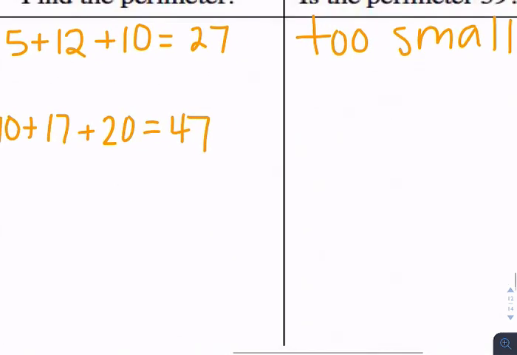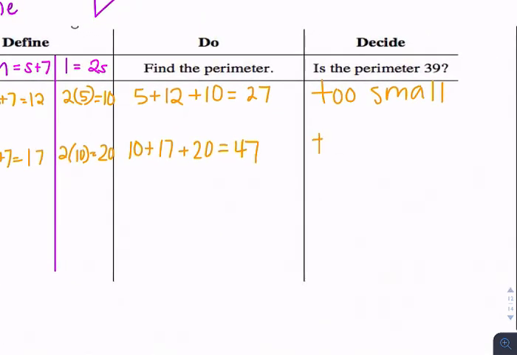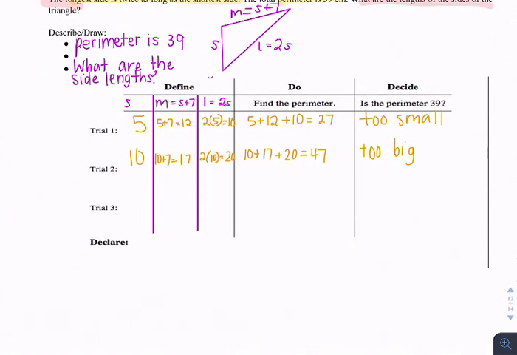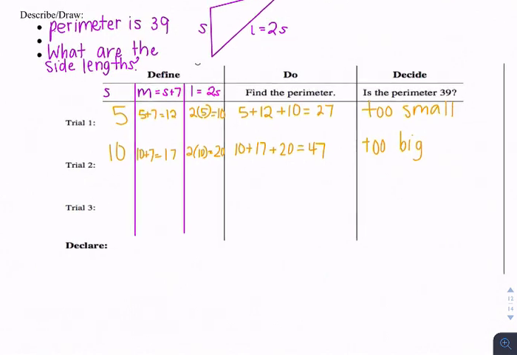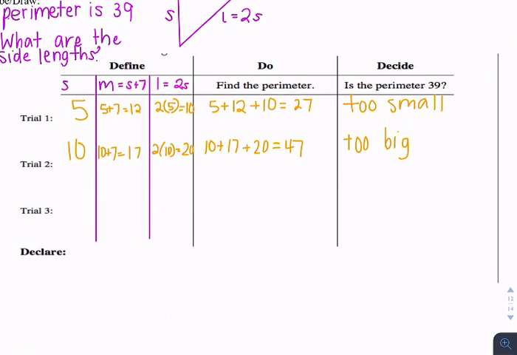Now I decide, is it too small or too big? And I'm going to say it's too big now. So my answer has to be somewhere between 5 and 10. 5 was too small, 10 is too big. It's somewhere kind of in the middle. 7.5 would get me exactly 37, right? Because that's midway between 5 and 10. It's a little bit more than that. So I'm thinking 8 is going to be the number.